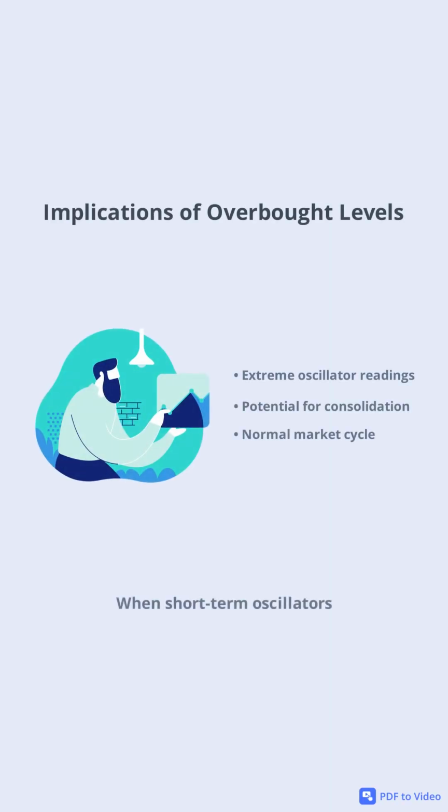When short-term oscillators reach extreme levels, it's a signal that the recent price surge may not be sustainable without a period of consolidation. Traders should be aware that such conditions often lead to a temporary pause or even a minor pullback before the primary trend resumes. This is a normal part of healthy market cycles.